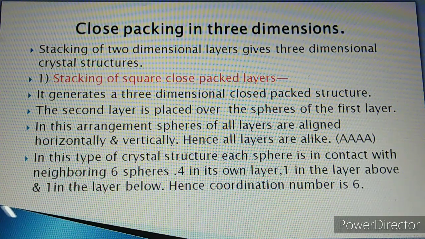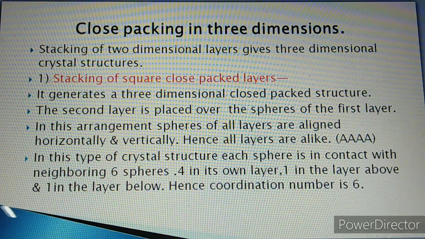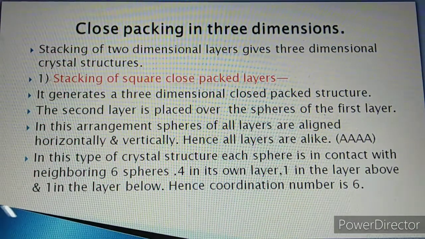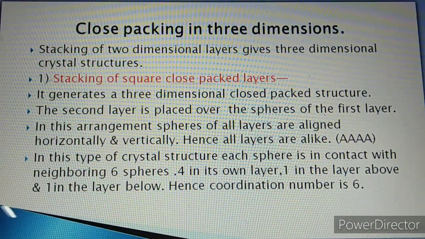In this type of crystal structure, each sphere is in contact with 6 neighboring spheres. 4 spheres are in its own layer, one is above the layer and one is below the layer. Therefore, the coordination number for 3-dimensional close packing of square close packed layers is 6.